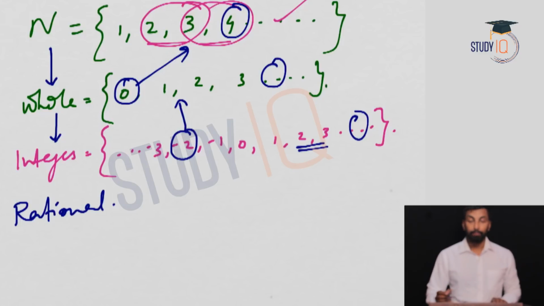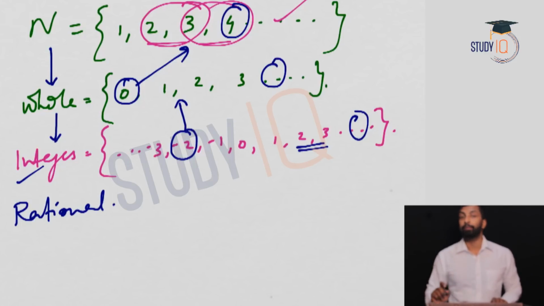Let's take 2 and 3. Okay, 2 into 3 you get 6. 6 you can represent in the integers, or you can represent in the whole numbers, or if you want, you can represent in natural numbers. If you take minus 1 and 6, when you multiply, you get minus 6. That also you can represent in integers.